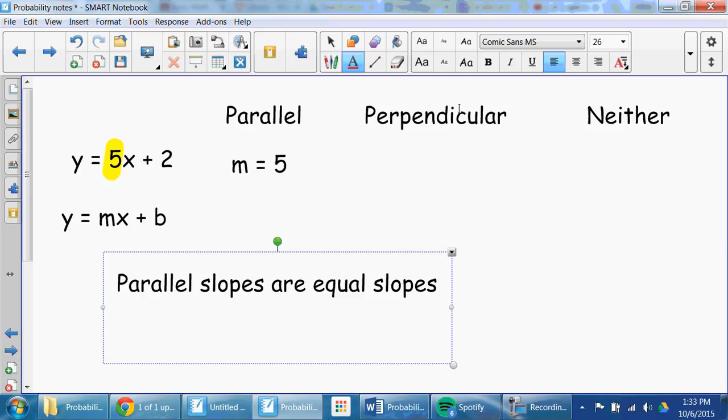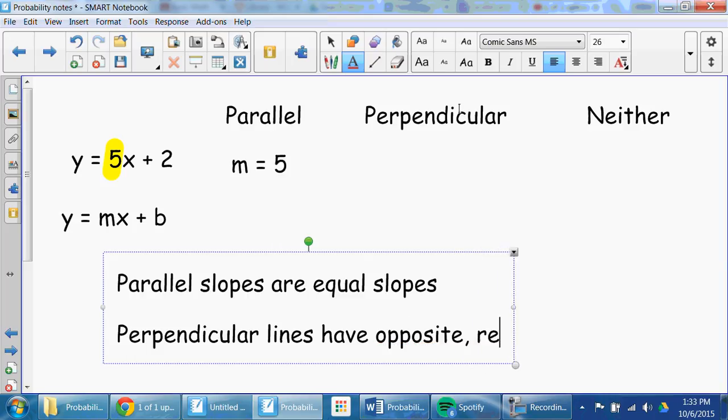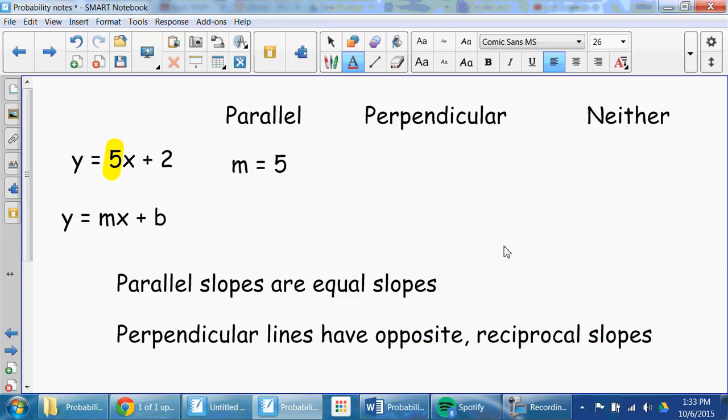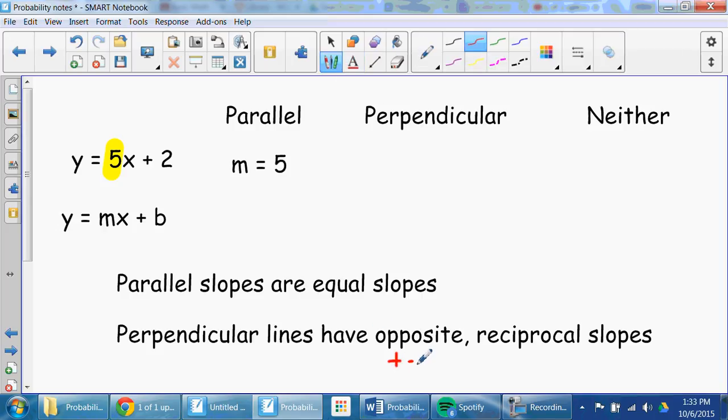Now for perpendicular lines, it's a little bit different. Perpendicular lines have opposite reciprocal slopes. What that means is, opposite means one's positive, one's negative, and reciprocal means you flip the top and bottom. Now, what does that mean for something like 5? 5 is actually 5 over 1. If this was our slope, we would rise 5 and run 1.